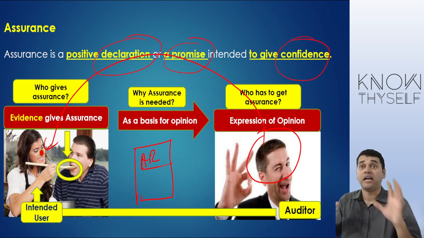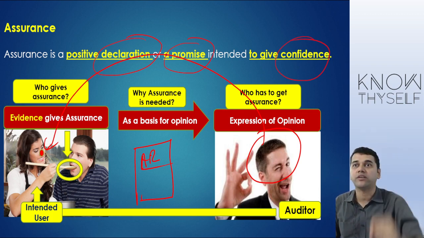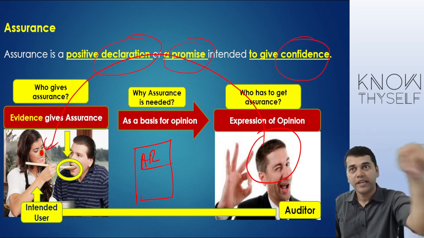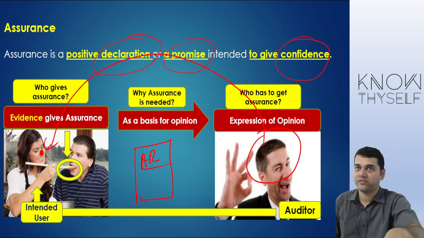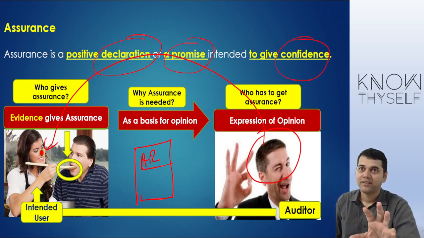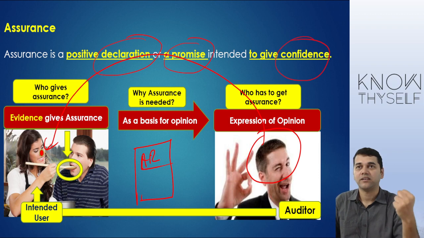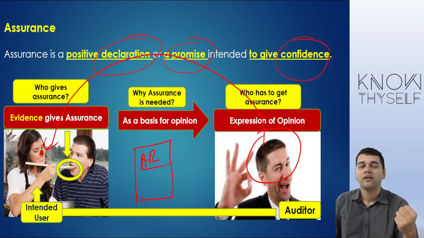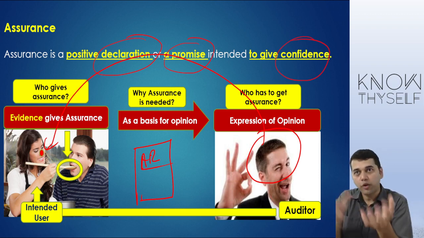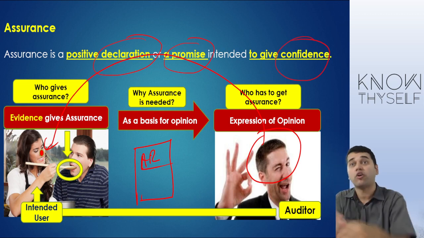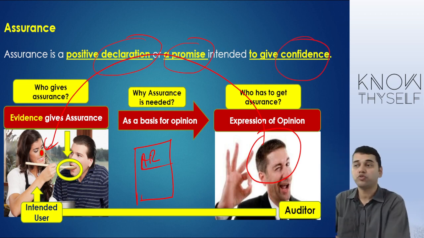First of all, ultimately, who needs assurance? The intended user. Who gives evidence? The auditor. Correct. Again, to give assurance to the user, the auditor needs it himself. Who gives assurance to the auditor? How does the auditor come to know everything is true and fair?